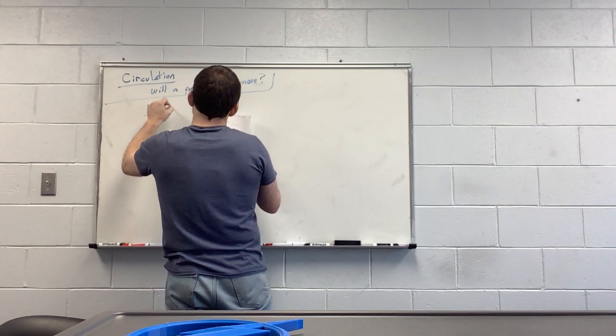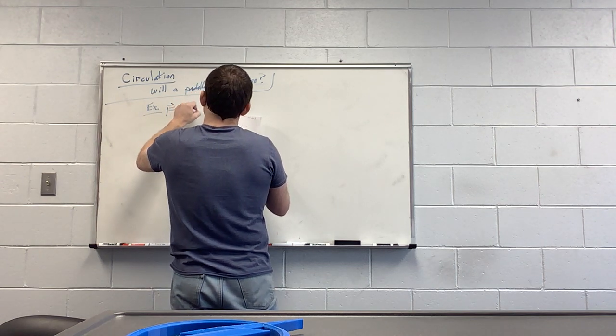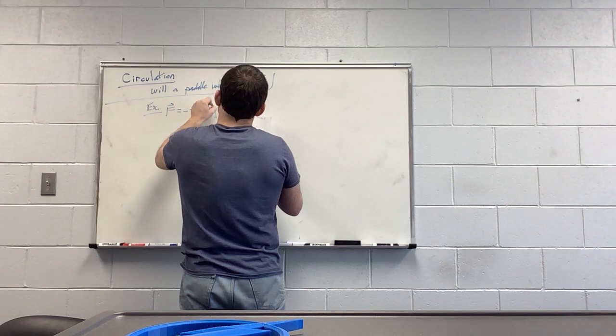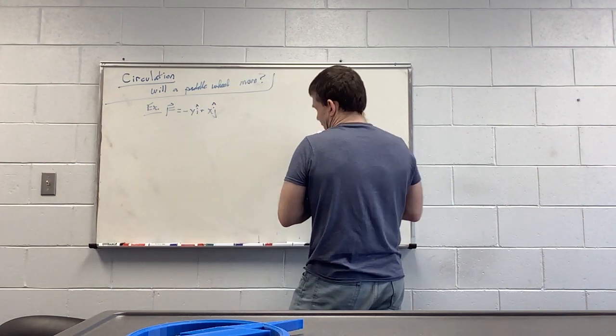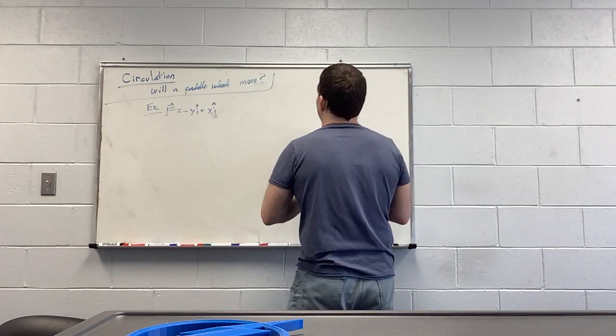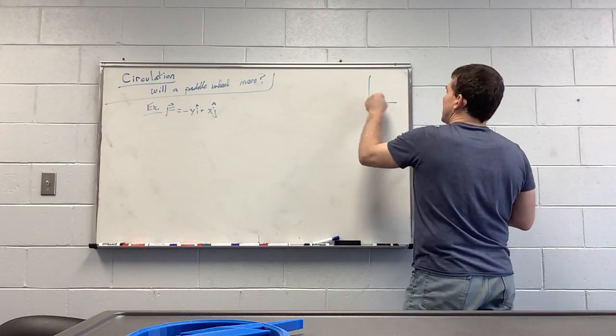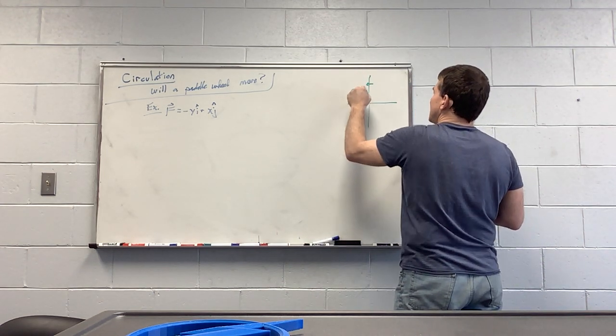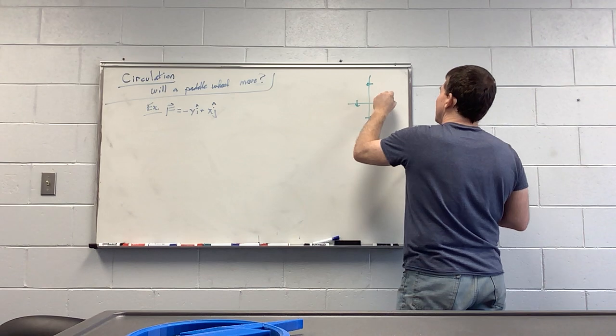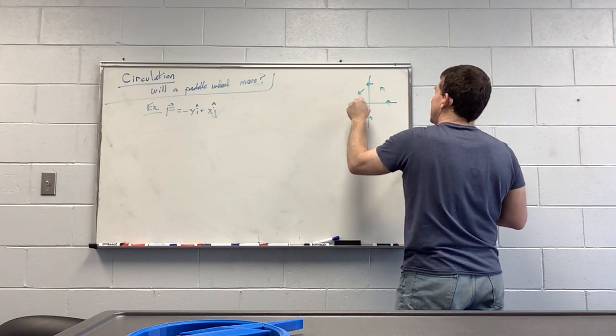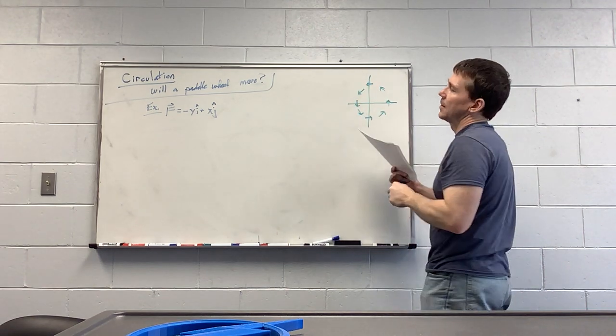the one I already mentioned, f equals negative y i plus x j, which we graphed out before, but I'll sketch it right here. We even threw it in Maple. It's just this vector field right here that spins completely in a circle like this.